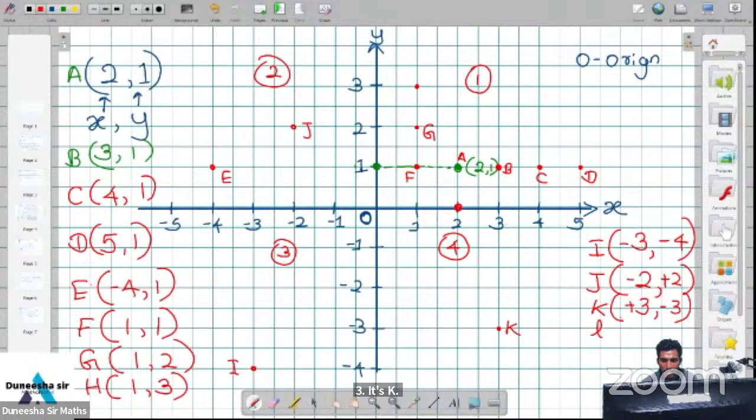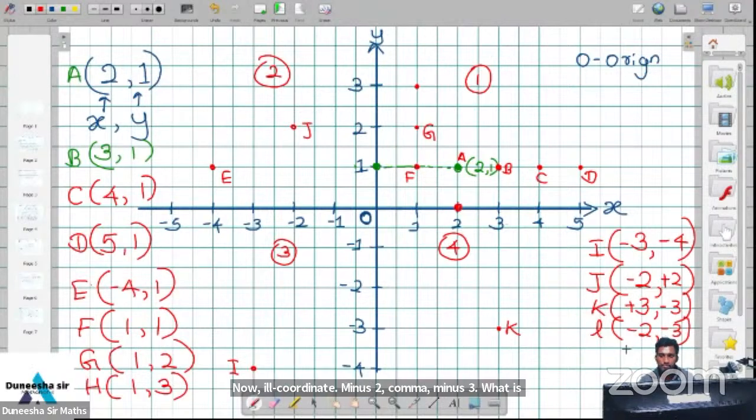Now L coordinate. -2, -3. What is the region? Third coordinate. Yes, third region. -2, -3. It's L.